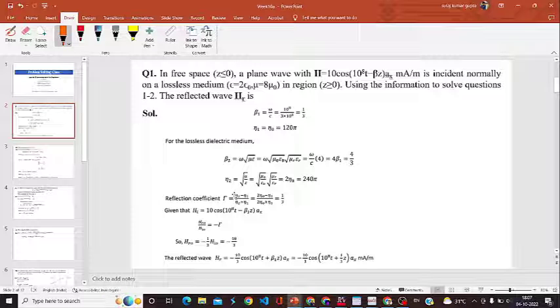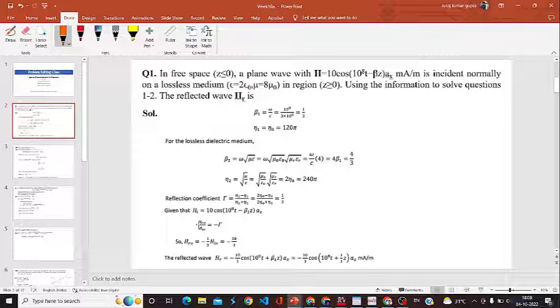that is the intrinsic impedance of media 2, or say dielectric, minus the intrinsic impedance of the air media, divided by the intrinsic impedance of the dielectric media plus the intrinsic impedance of the air. By using this expression, we can calculate the value of the reflection coefficient, which is equal to 1 by 3. Once you know the reflection coefficient, and the incident value of the magnetic field is already given to us, we can easily calculate the value of the reflected magnetic field by using this expression.